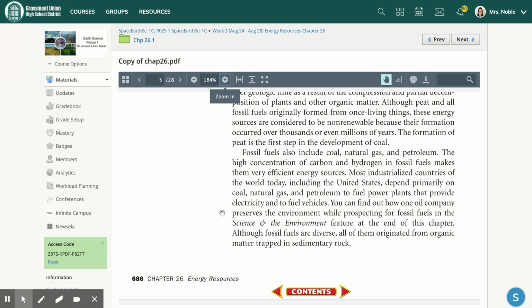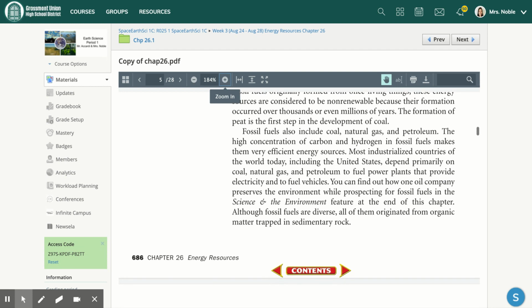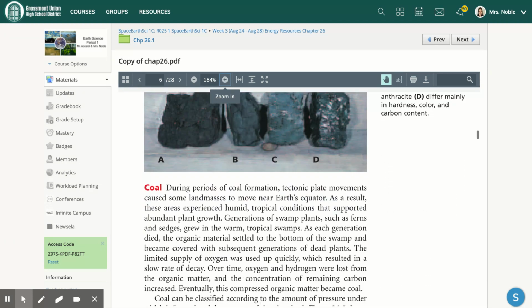You can find out how one oil company preserves the environment while prospecting for fossil fuels in the Science and the Environment feature at the end of this chapter. Although these fossil fuels are diverse, all of them originate from organic matter trapped in sedimentary rocks.